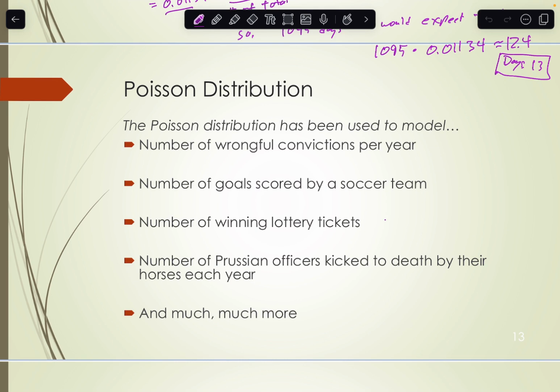Okay, so when does the Poisson distribution get used? Well, as it turns out, it can be used to model a lot of different things. Number of wrongful convictions per year, goals scored by a soccer team, winning lottery tickets, Prussian officers kicked to death by their horses each year, and much, much more. And so this thing here in particular is very important to have a pretty good estimate of how likely it might be for so many lottery tickets to win. Although I guess if more than one ticket wins, they'd share the pot.